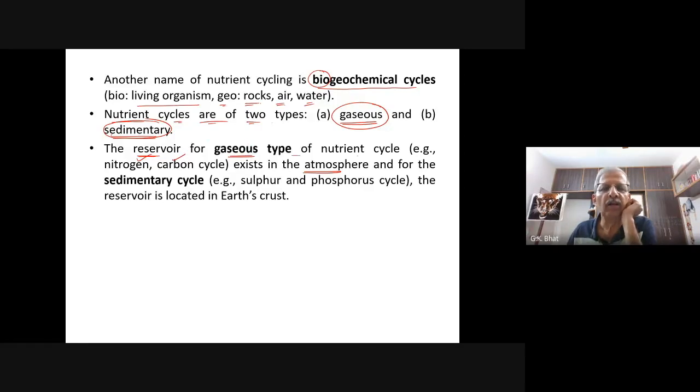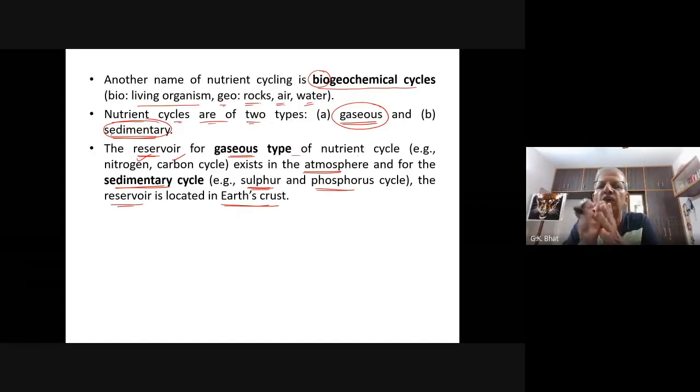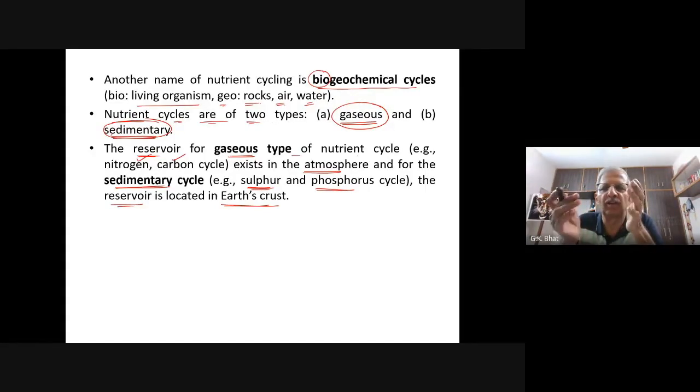For the sedimentary cycle, the reservoir is the Earth's crust. What are the examples? Sulfur cycle, phosphorus cycle. I repeat again. So now you know what is a biogeochemical cycle, which is also called a nutrient cycle. It is nothing but nutrients, chemicals, moving from bio to geo. Bio means living beings, plants and animals. Geo includes rocks, water, and air.